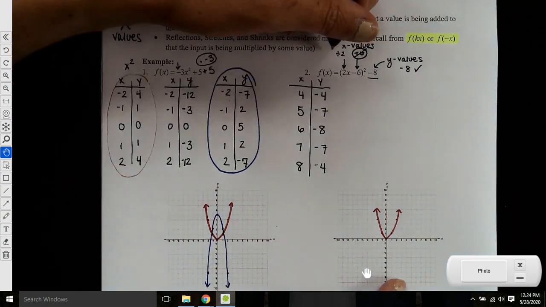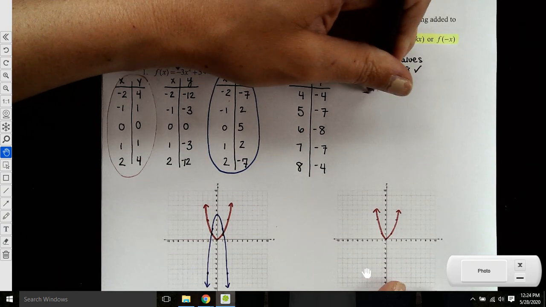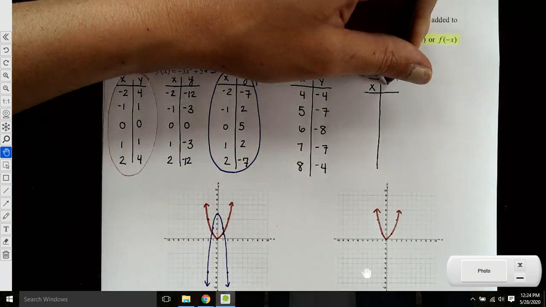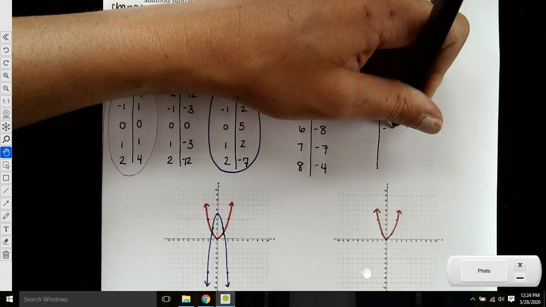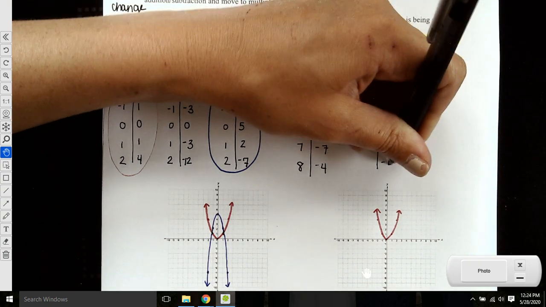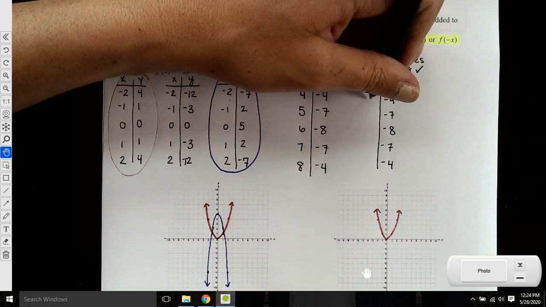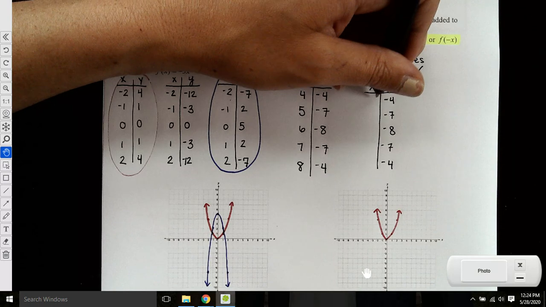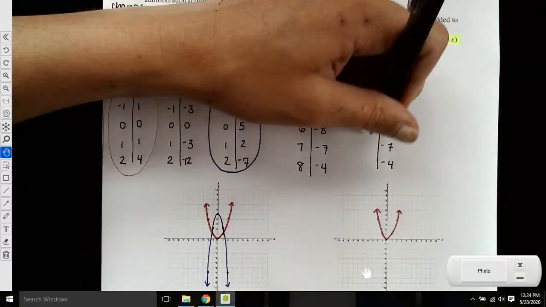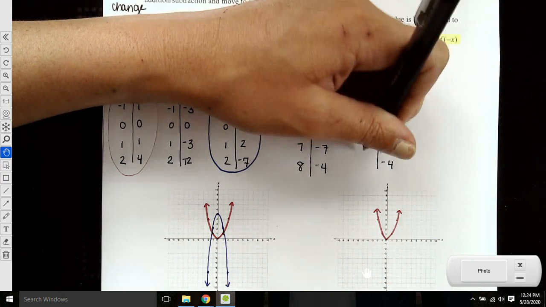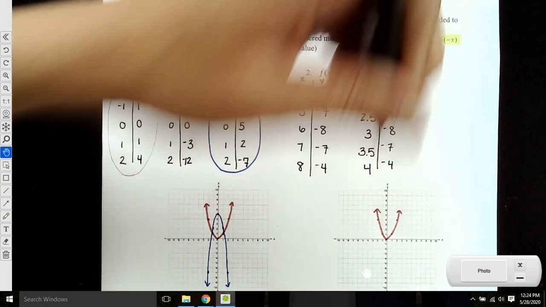So now the only thing left to do is take the x values and divide them by 2. So I've already done everything I need to do to the y, so I can keep those. Negative 4, negative 7, negative 8, negative 7, negative 4. Now I'm going to look at the x values and I'm going to divide them by 2. So 4 divided by 2 is going to be 2. 5 divided by 2 is 2.5. 6 divided by 2 is 3. 7 divided by 2 is 3.5. 8 divided by 2 is 4.